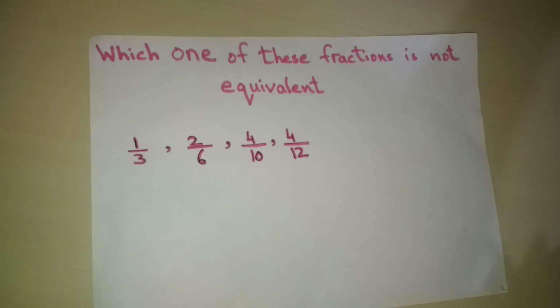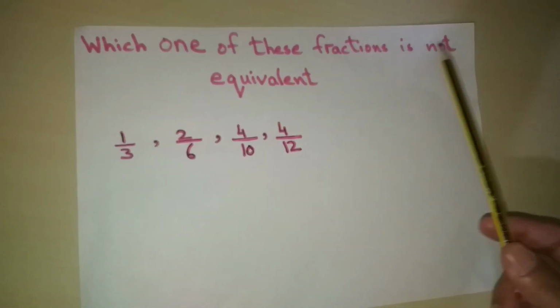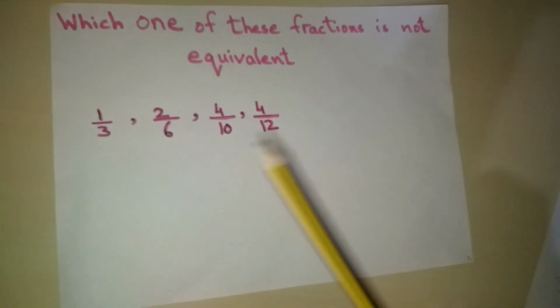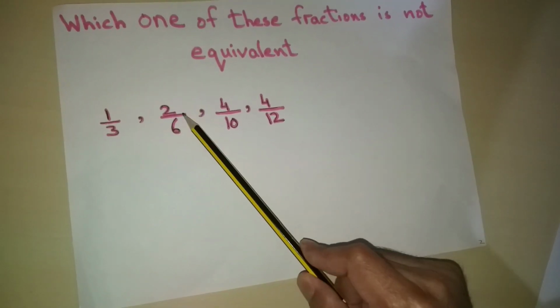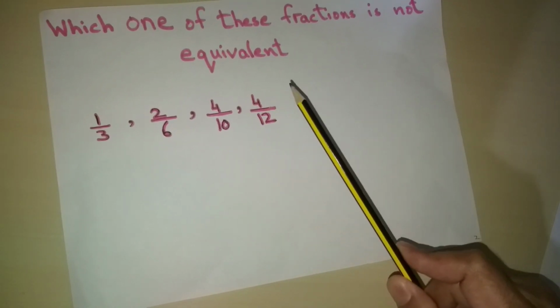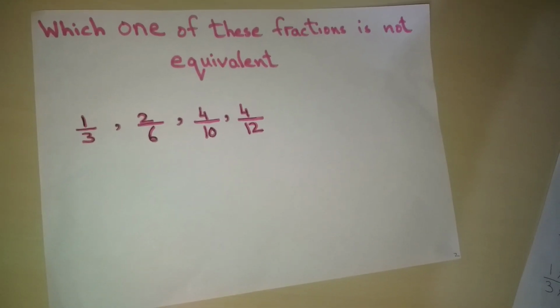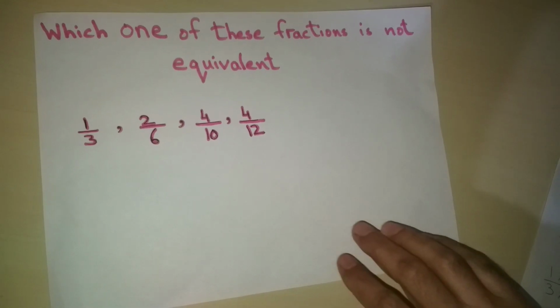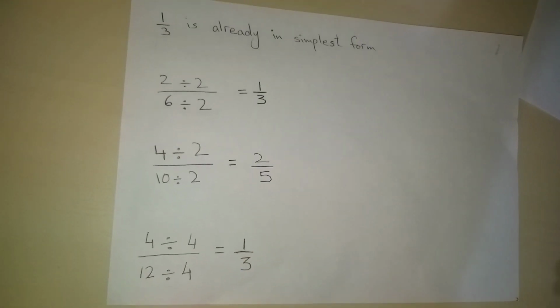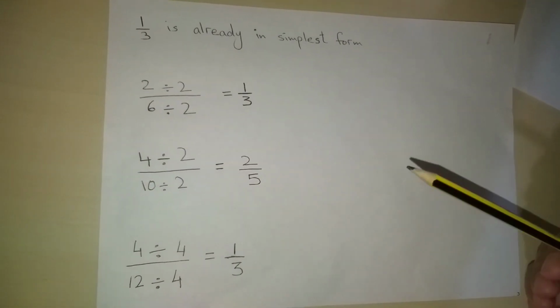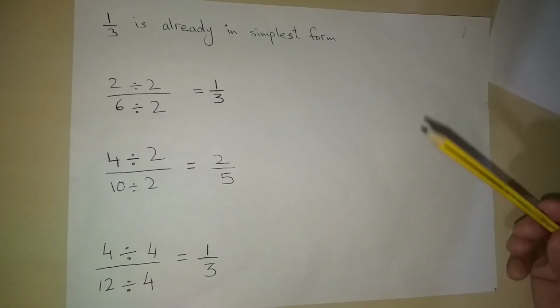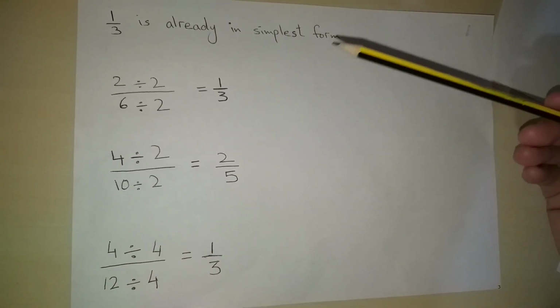In the second question, we are asked which one of these fractions is not equivalent, and we are given 1 by 3, 2 by 6, 4 by 10, 4 by 12. So we have to check which one of these is not an equivalent. For that, we learned in the last lesson that we will simplify all these given fractions, and then we can see which one is not an equivalent fraction.